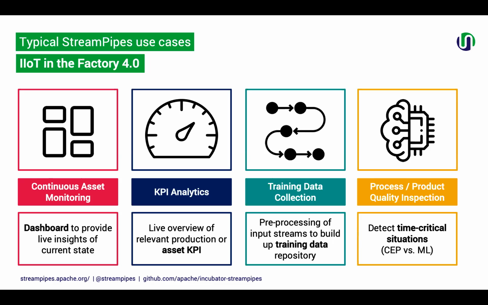We also often use it to collect training data for machine learning. So when connecting the data, you can also pre-process it and harmonize it and store it for later offline training, for example. And then those models can then directly be integrated into the system to apply it on new data. And you can also use it for process and product quality inspection, so you can detect time-critical situations, for example, with complex event processing or rules that are applied on data streams, but you can also use machine learning algorithms and perform predictions on your data. And both scenarios will be shown later in the demo.